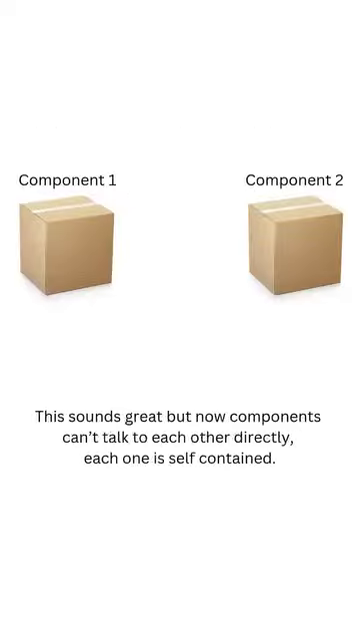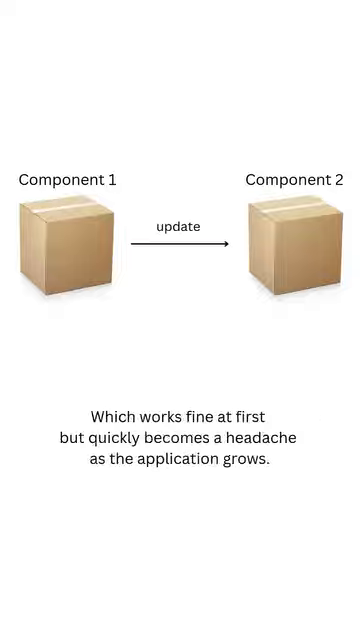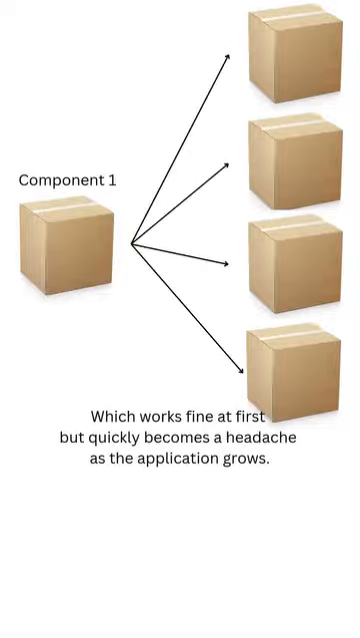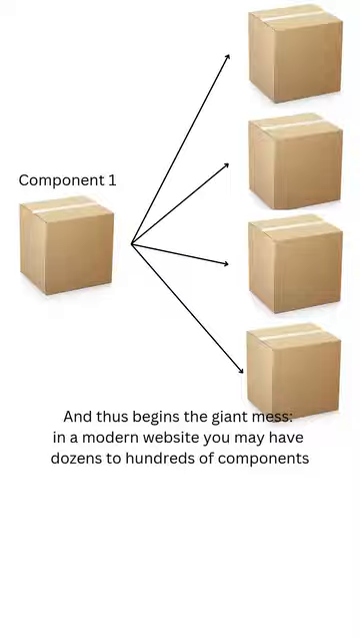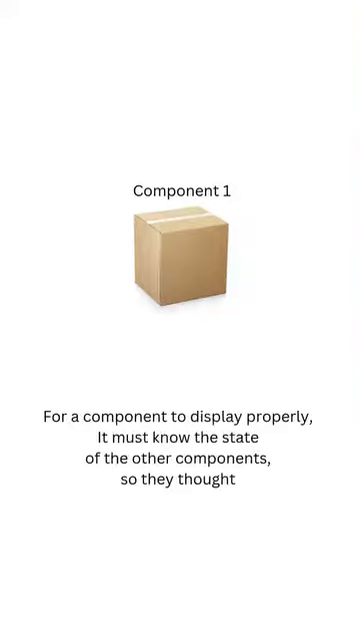This sounds great, but now components can't talk to each other directly. Each one is self-contained. They now need to send explicit messages to each other, which works fine at first, but quickly becomes a headache as the application grows. And thus begins the giant mess. In a modern website, you may have dozens to hundreds of components and you're passing around state from one to another. For a component to display properly, it must know the state of the other components.